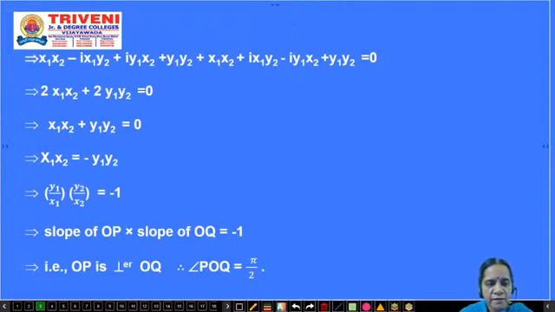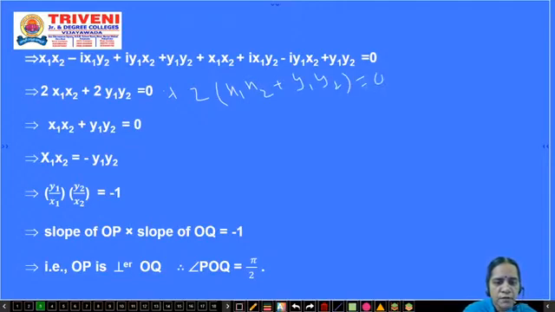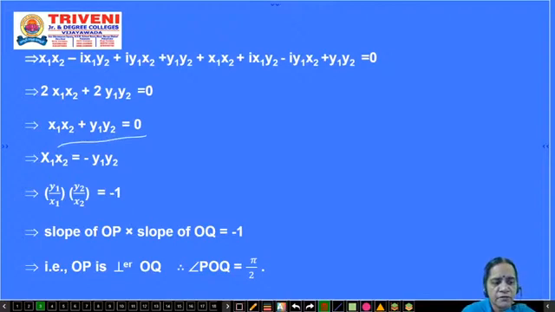Then we cancel the terms: the i x1 y2 terms, where one has a minus and the other a plus, and similarly the i y1 x2 terms get cancelled. Then x1 x2 plus x1 x2 can be written as 2 x1 x2, and similarly y1 y2 plus y1 y2 is 2 y1 y2. Taking the common factor 2, we get x1 x2 plus y1 y2 is equal to 0. The 2 goes to the other side, so x1 x2 plus y1 y2 is equal to 0.